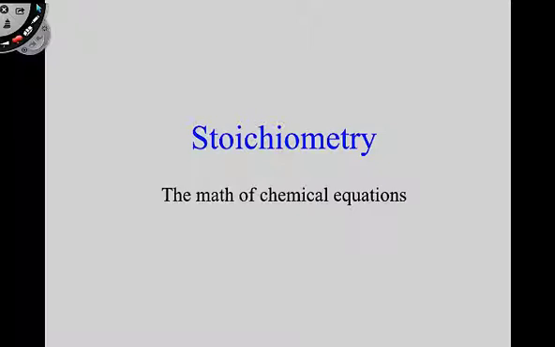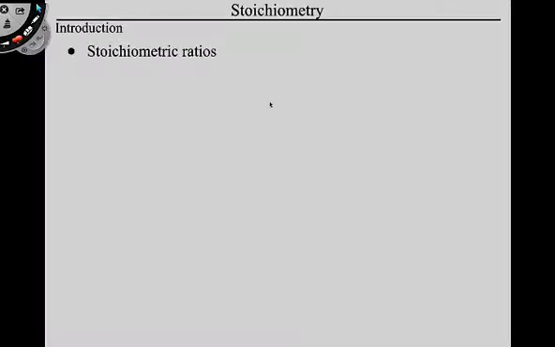So, guys, again, stoichiometry is the math of chemical equations. So, in order to understand stoichiometry, this is what you really need to understand. These are what are called stoichiometric ratios. Stoichiometric is actually the adjective form of stoichiometry, the noun. So, that's fun to say. It kind of tickles. Stoichiometric ratios.